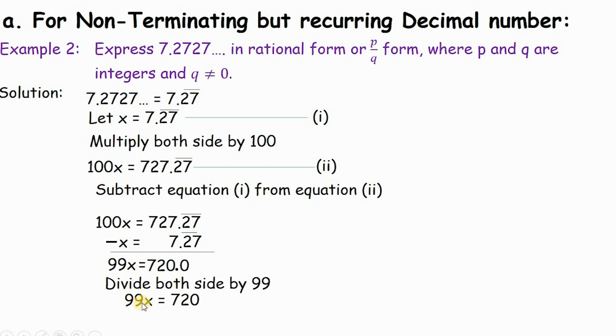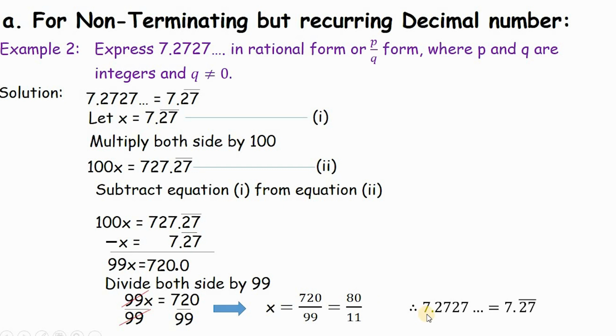We'll take down the equation, that is 99x equal to 720. We'll divide both sides by 99 here and 99 here. So here 99 and 99 get cancelled. So what you get is x equal to 720 by 99, which is also equal to 80 by 11, since here both have a common factor, that is 9. So we'll divide both numerator and denominator by 9. And this is our required answer. Therefore, we can write 7.2727... is equal to 7.27 bar, which is equal to 80 by 11. Now, this is the rational form that we need to find.